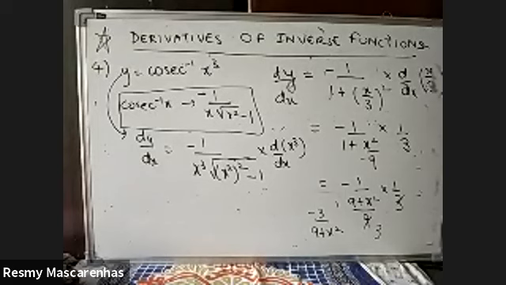So what you have to do is just compare it with the standard formula. Instead of x, whatever is there, you have to put. If it was x raised to 5, you have to put x raised to 5 and then take extra derivative of that x raised to 5.